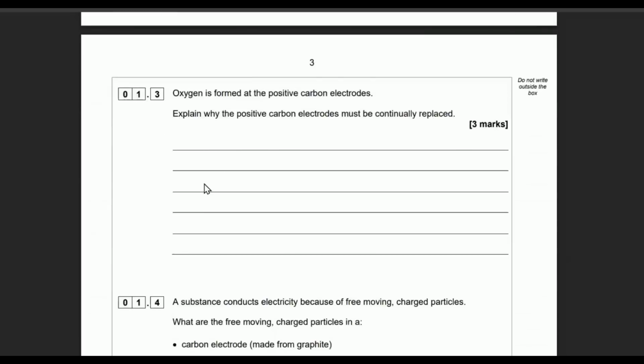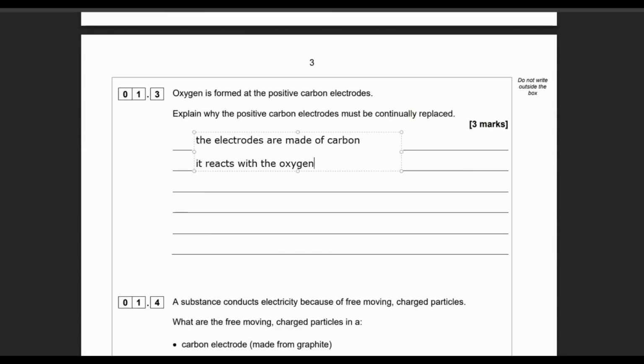marks. So what we're going to do here, we're going to say the electrodes are made of carbon. Actually, they told us that in the question, which was nice of them. So the electrodes are made of carbon. It reacts with the oxygen. There's our first mark, reacts with the oxygen to form carbon dioxide, which is a gas and so escapes.